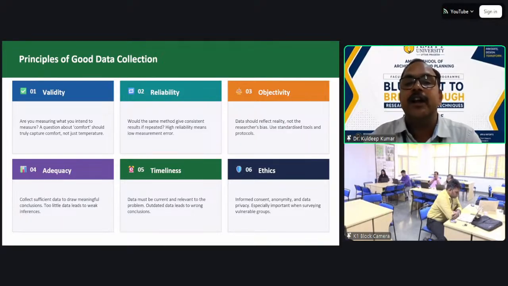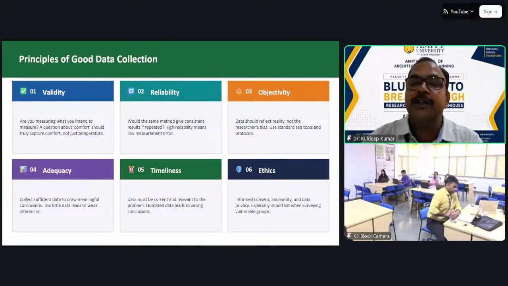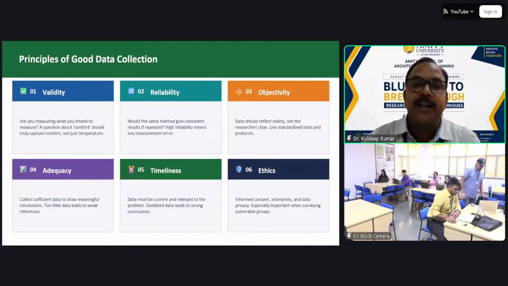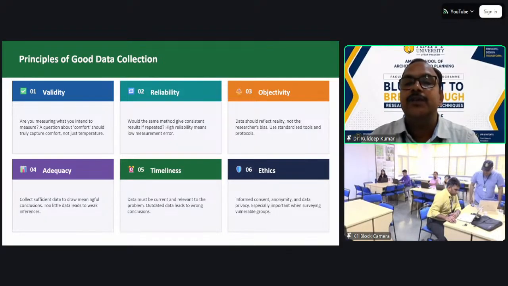Second is reliability. If you administer the same instrument twice to the same group under the same conditions, would you get the same result? If there is high reliability, that means low error. Third is objectivity. Your data should reflect reality, not your expectation. Your expectation can be different, but the data should reflect reality. Use standardized protocols, and it is always good to remove leading questions from your questionnaire, right?